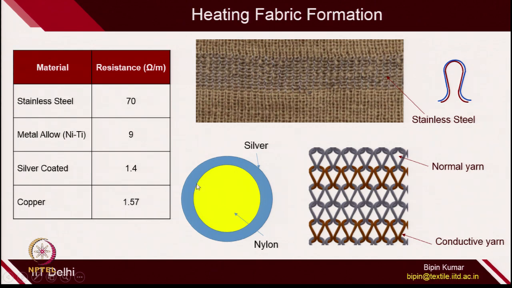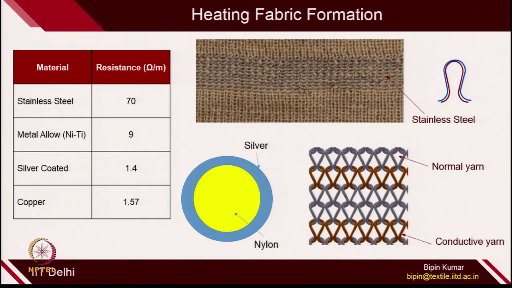So, silver coated filament is mostly used. You have the silver which is coated over the surface of nylon filament, and once this is there you can put it inside the fabric structure either in the form of loop or in the form of float. So, here also you can see the stainless steel filament and the normal filament are knit together to create plied loops.